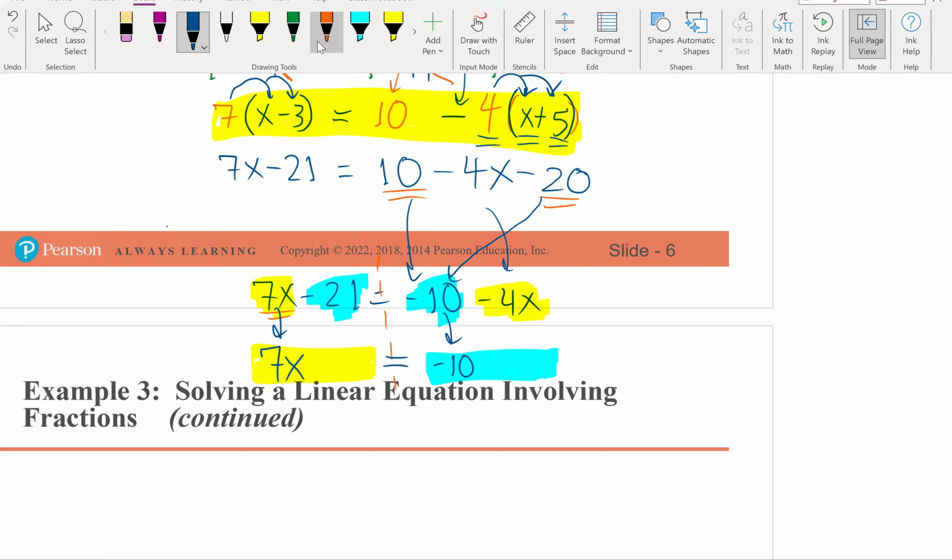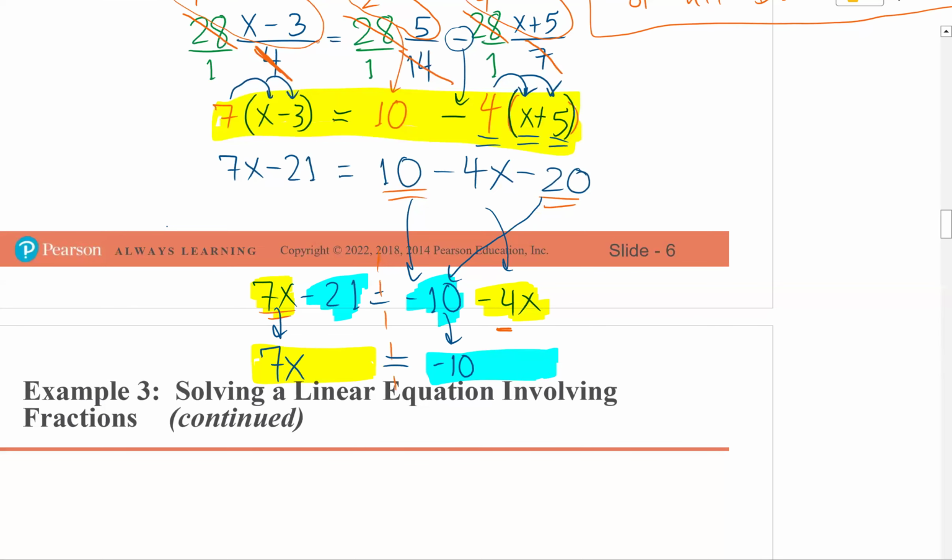So it doesn't really matter what order, but I know I want this variable term, it's -4x. I want to move him over. The opposite of subtracting, which is what we have, is adding. So I'm going to add 4x to both sides. That way the -4x and the 4x add up to nothing. And then what else? I want to move this 21 over to the right side. The 21 is negative, but I'm going to make it positive to cancel it out. Add 21 to both sides.